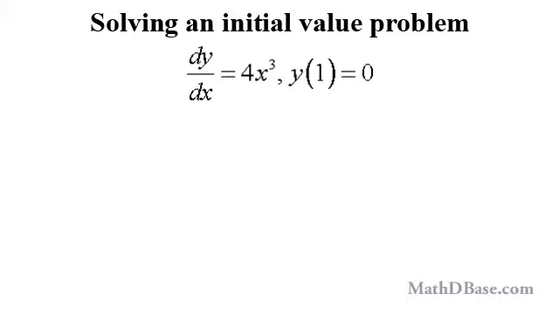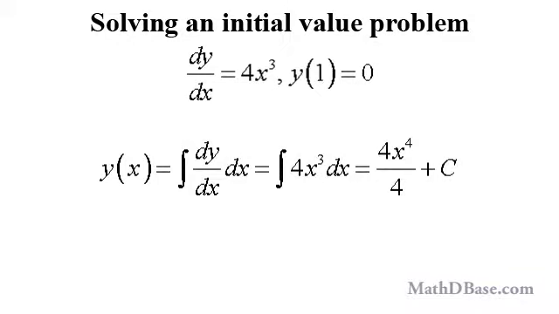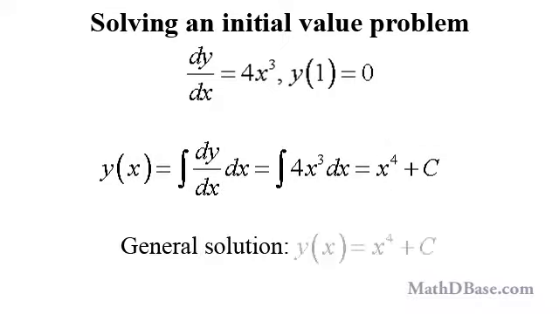This problem is exactly the same kind that we solved in the first anicast in this series, of finding the general then specific antiderivatives of a function. Taking the antiderivative of the derivative of the function gives us the function. So y of x equals 4x to the fourth over 4 plus an arbitrary constant, which simplifies to x to the fourth plus an arbitrary constant.